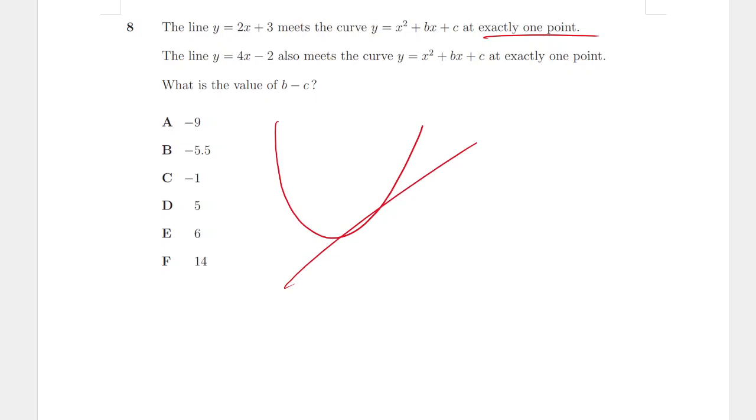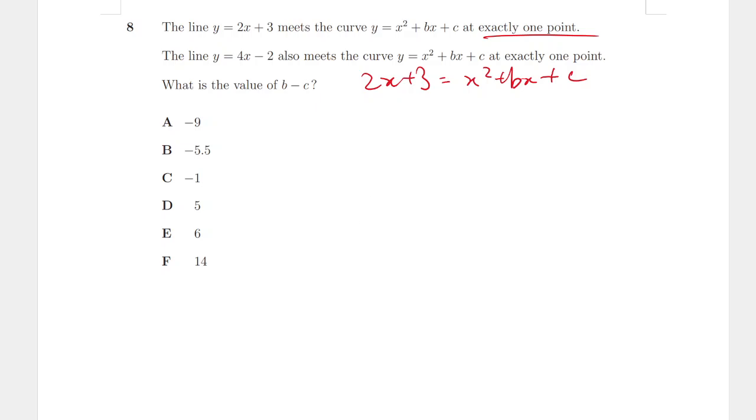Yeah, okay, very bad tangents. Let's try again with my limited art skills. So here basically, it's tangent at 1 point. Okay, so how do I find their intersection then? I find the intersection by equating them. So 2x plus 3 equals x squared plus bx plus c. So then I get a quadratic in x. And then of course it meets at only 1 point, so I should expect that this quadratic only has one solution.